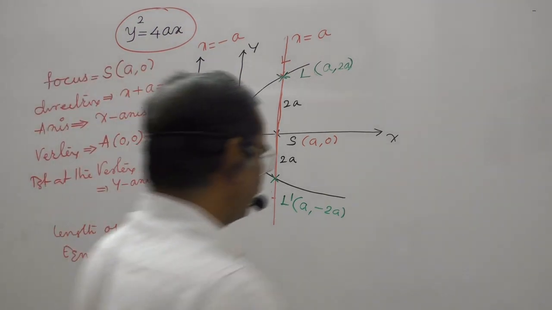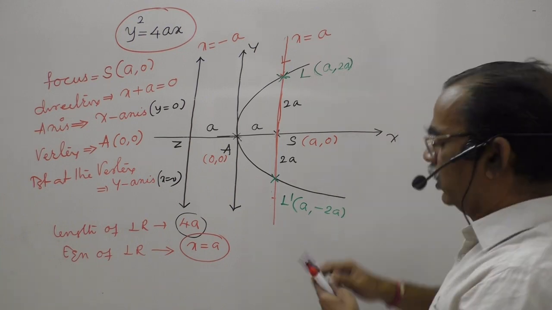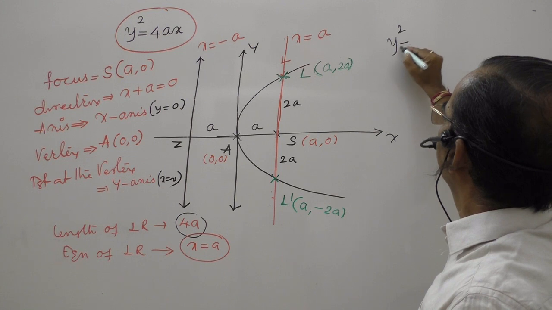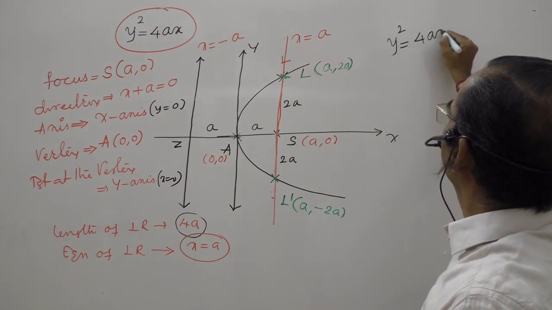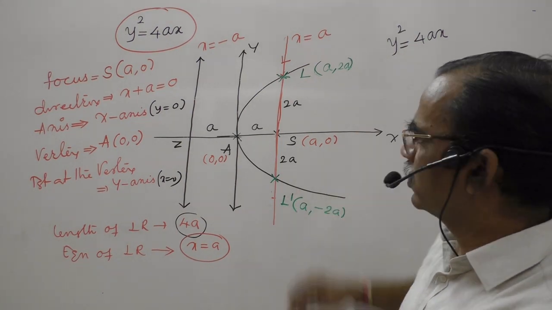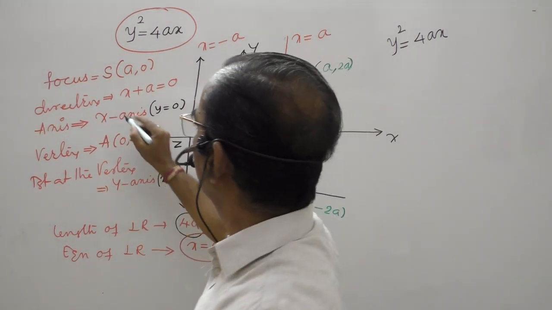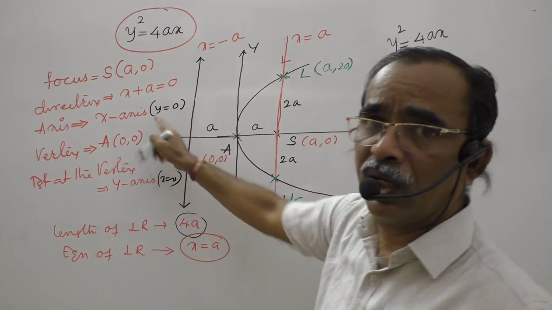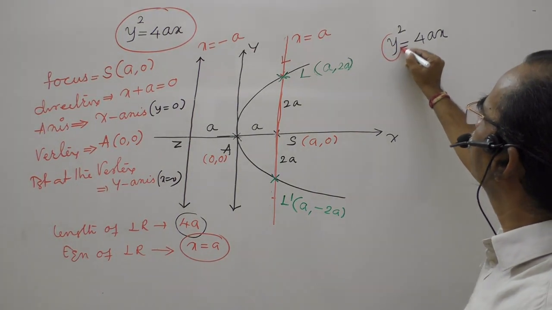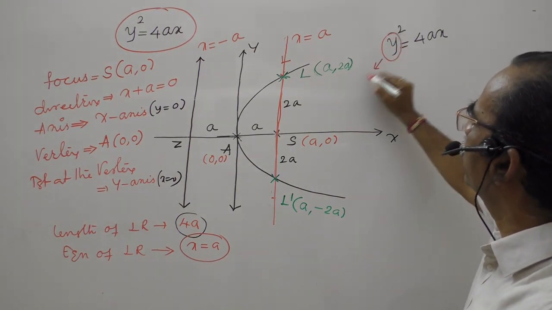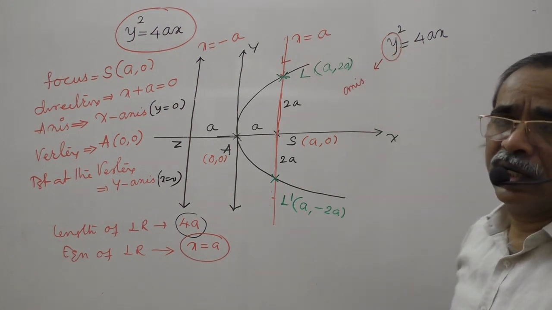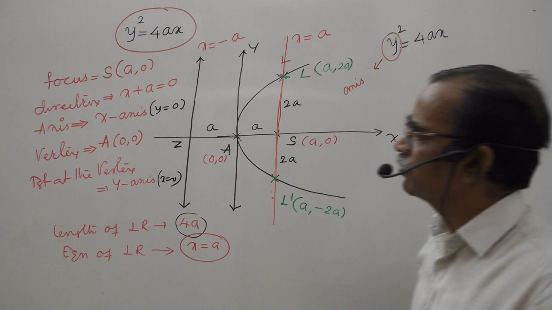Okay, now see what was the equation? The equation of the parabola is y square is equal to 4ax. Okay, for this, what is the axis? The axis is the x-axis. That means y equal to 0. Listen, always the base of the second degree term will give us the axis.